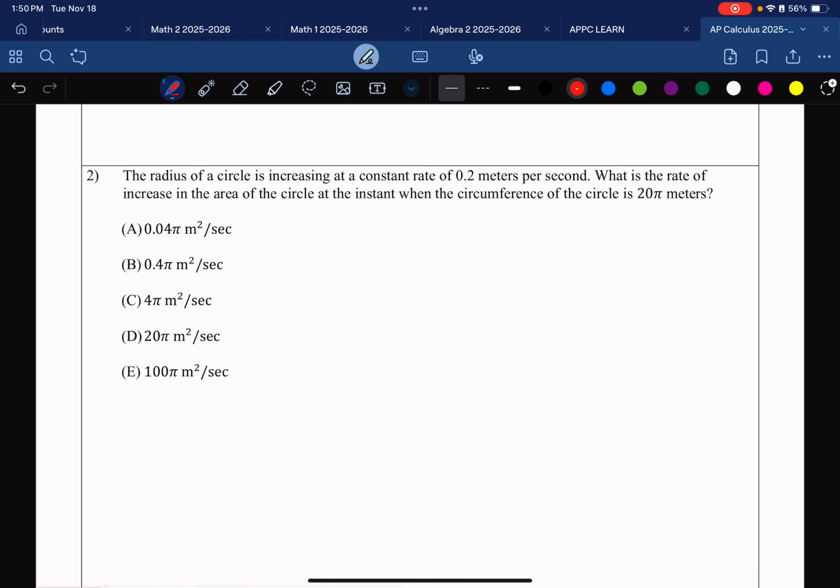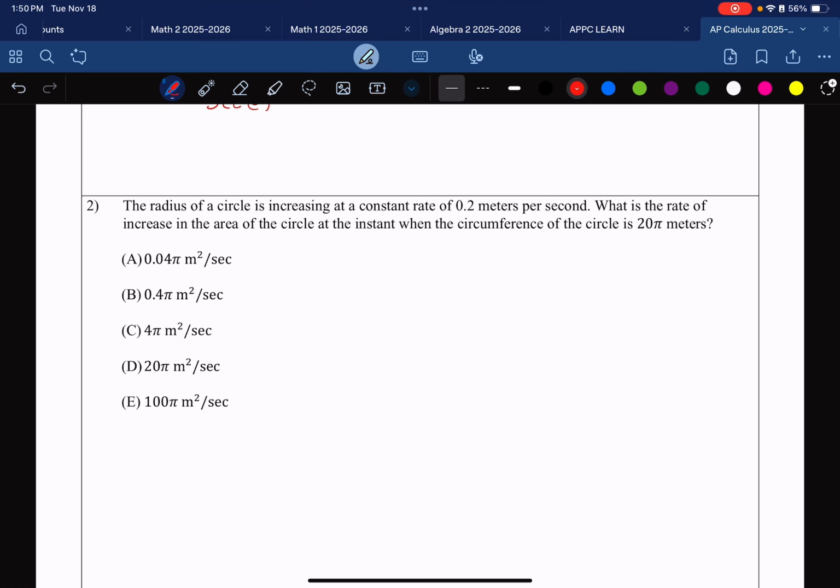Number 2. All right, we got a word problem. Looks like related rates. Here we go. Circle. The radius of the circle is increasing. Increasing is a positive word here, by 0.2. So I can say r prime, because it's changing, is equal to a positive 0.2. I'm saying that the rate of the area of the circle is the question. So I'm going to say area prime here is the question. I'll make that an empty box.